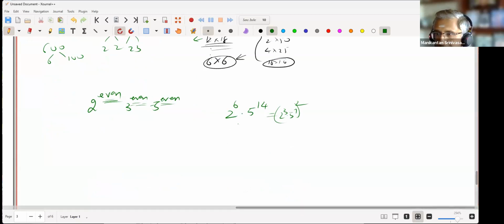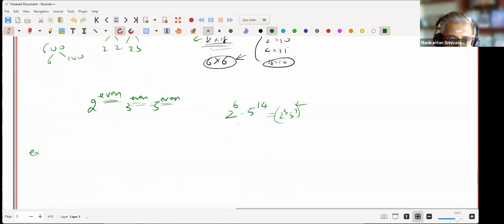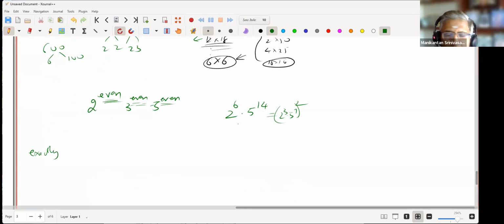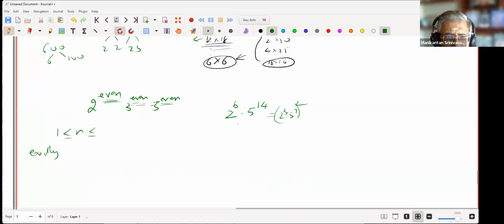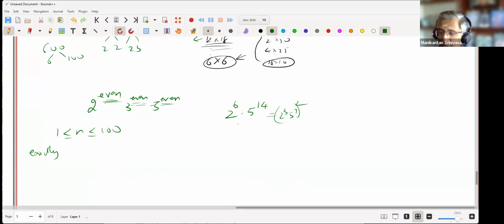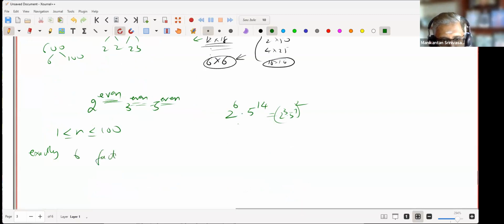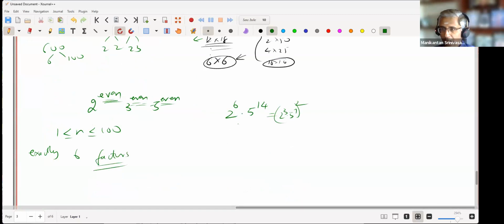Okay, now we answered for 5 factors. How many numbers less than 1,000 will have exactly, forget less than 1,000, let's do smaller. 1 to 100. How many numbers from 1 to 100 have exactly 6 factors?